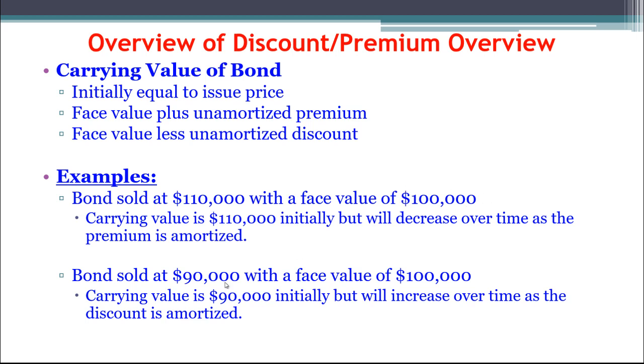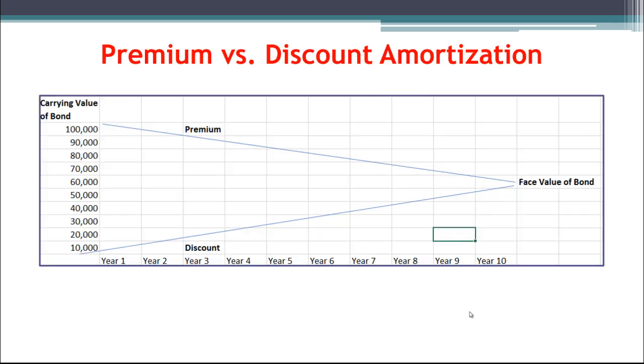If a bond is sold at $90,000 with a face value of $100,000, the carrying value initially is $90,000, but it will increase over time as that discount is amortized until it finally hits the $100,000. Now here's just a very crude example of that. It doesn't match the numbers we were looking at, but we're saying with a premium we start high, work our way down to the face value. With a discount we start low, work our way up to the face value over its life.